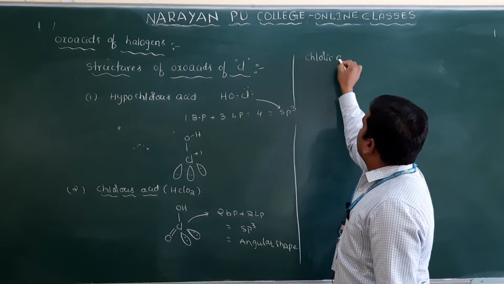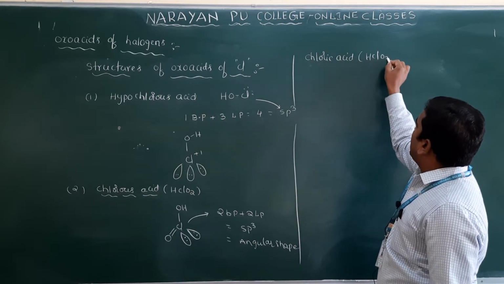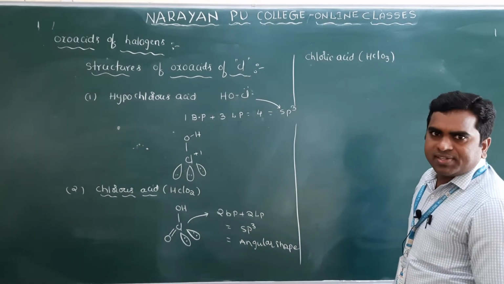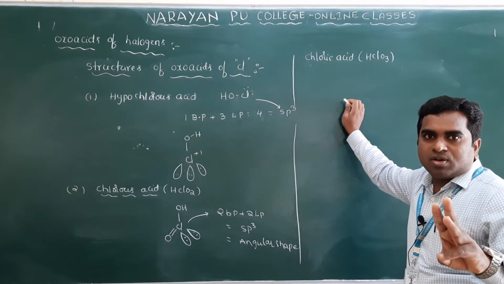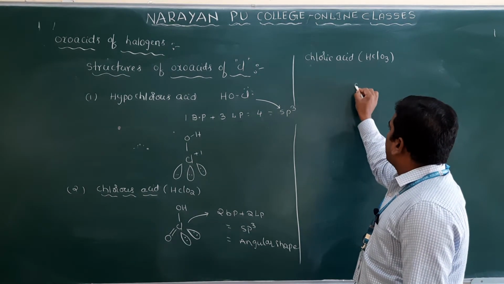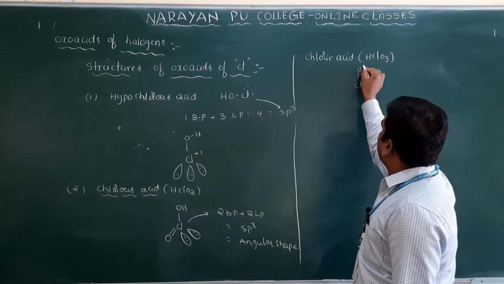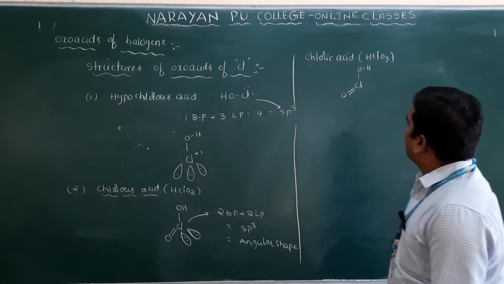The chloric acid formula is HClO3. Clear? So how to write the structure? First of all, you know chlorine will form 1 bond, 3 bonds, 5 bonds and 7 bonds. Clear? So that's why. And here chlorine is there. First of all, what you have to do? You have to attach the OH. Clear? And there will be a double bond O.